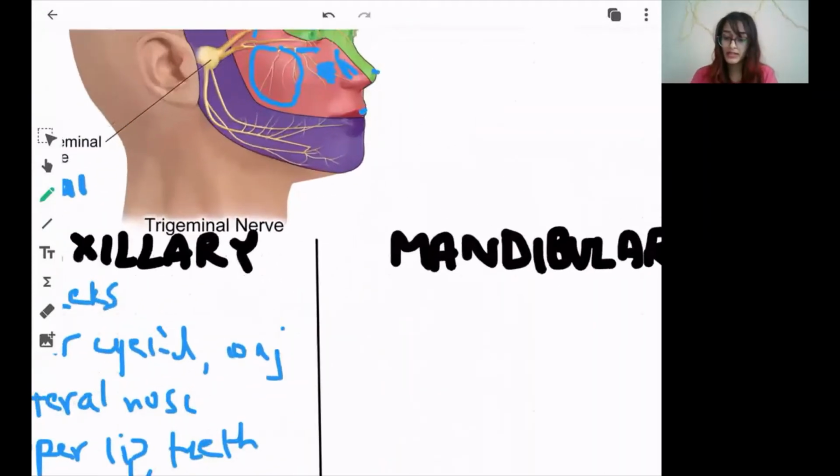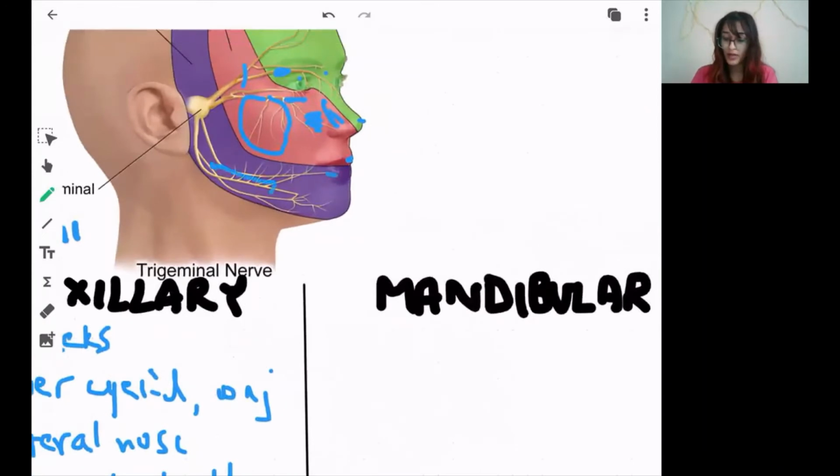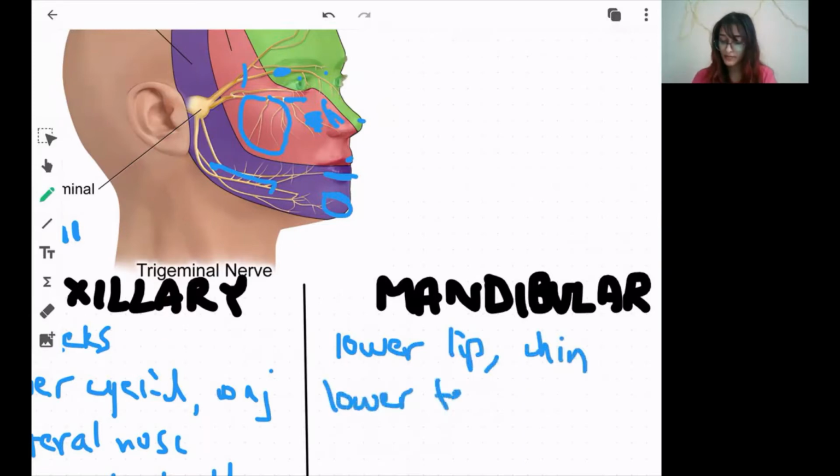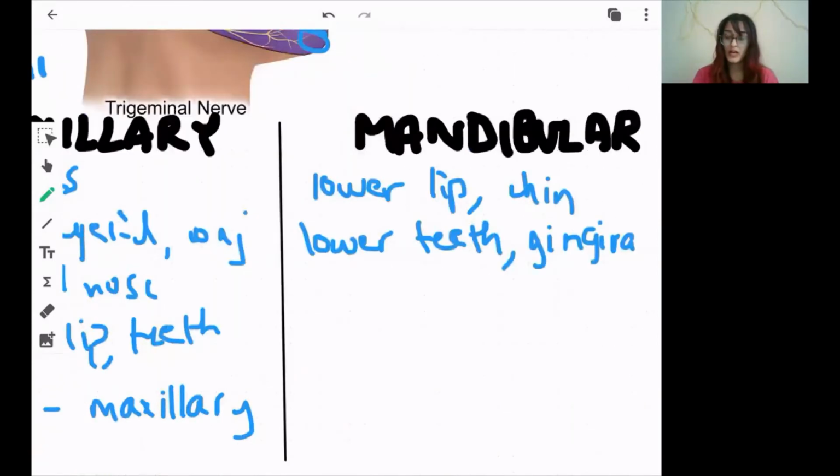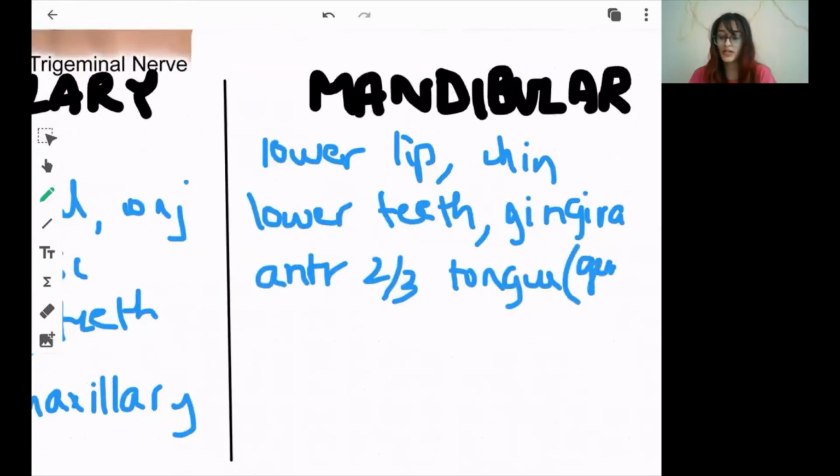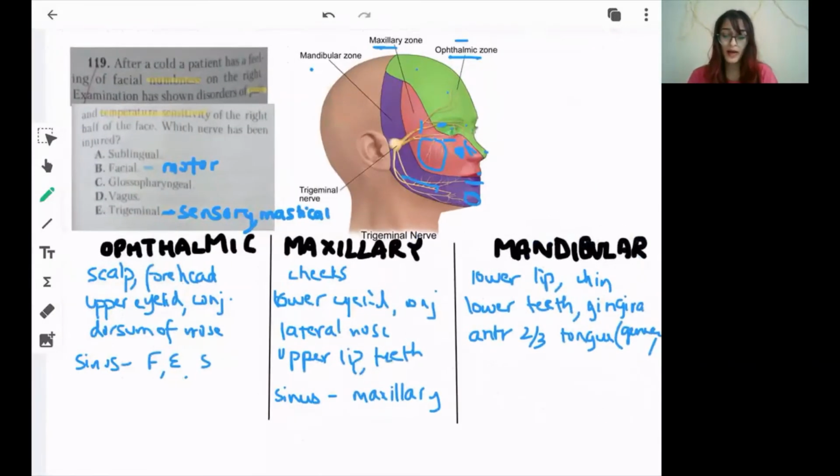And the mandibular nerve, again, is very easy. The lower lip, chin, lower teeth, and gingiva. And if you remember, it also supplies the anterior two-thirds of the tongue, but only the general sensation. The special sensation, that is the taste sensation, was by the facial nerve. So that was about the branches of the trigeminal nerve and the areas it was supplying.